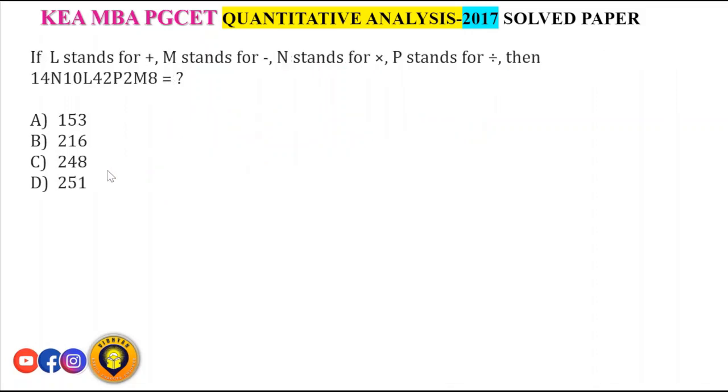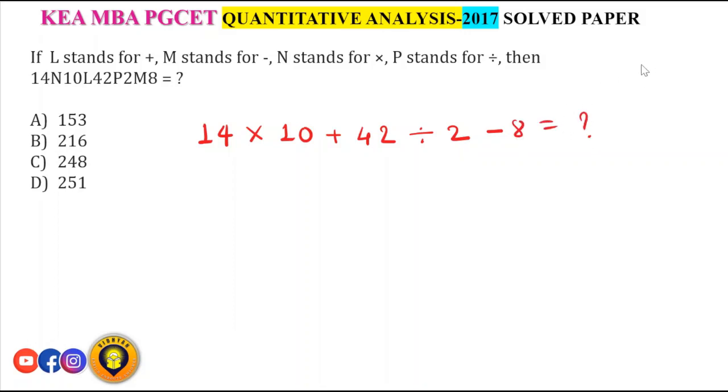If L stands for plus, M stands for minus, N stands for into, and P stands for division, then 14 N 10 L 42 P 2 M 8 is equal to what? N stands for multiplication, 14 into 10. L stands for plus, so 10 plus 42. P stands for division, divided by 2. M stands for subtraction, minus 8 is equal to what?